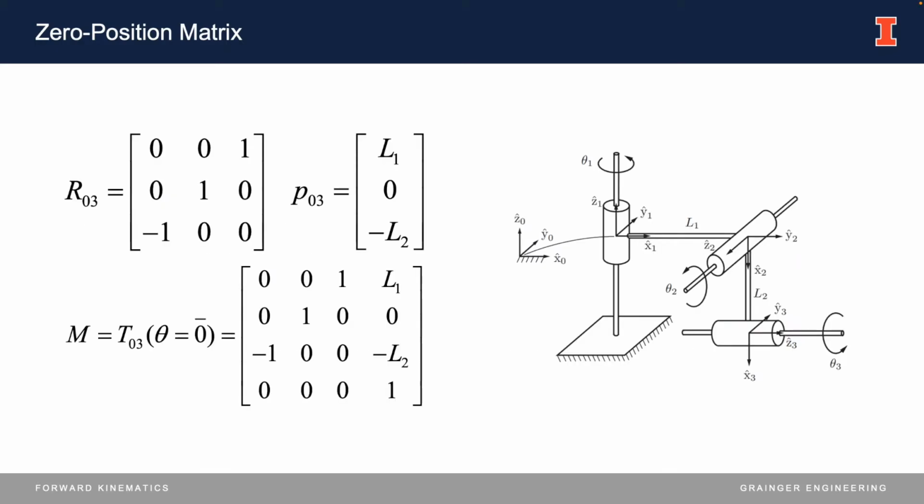Looking at this example, we can see the zero position of the robot on the right, where we define the matrix M. Rotation matrix R and vector P are defined as the rotation and translation required to move from frame 0 to 3. These values are combined to create the matrix M for this system.